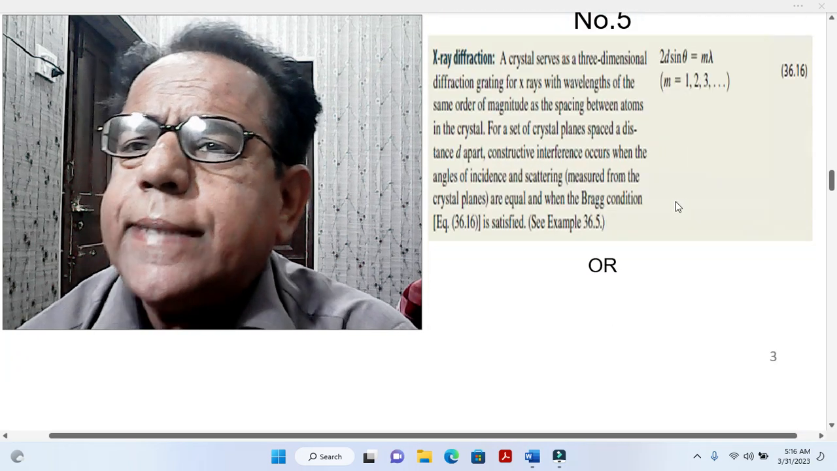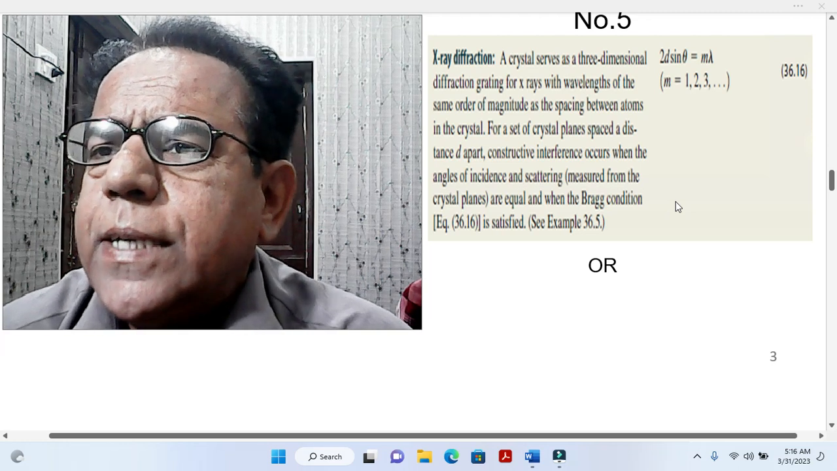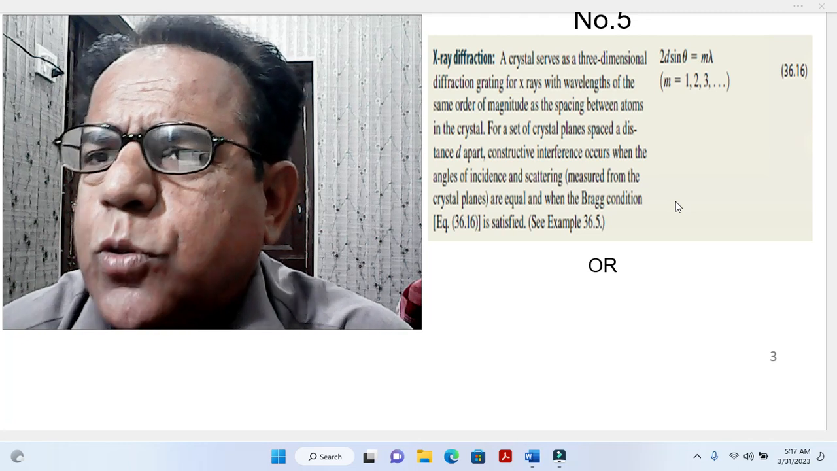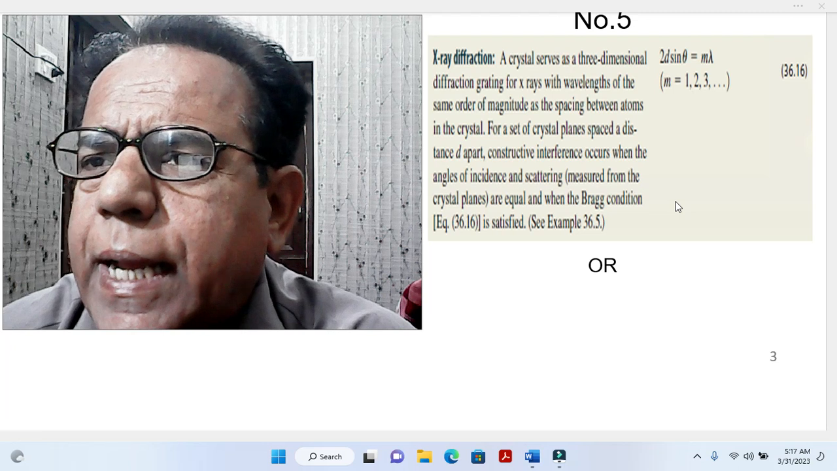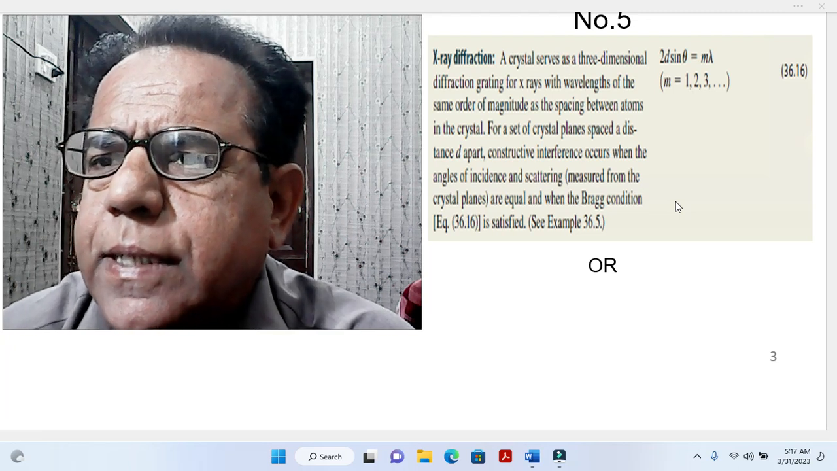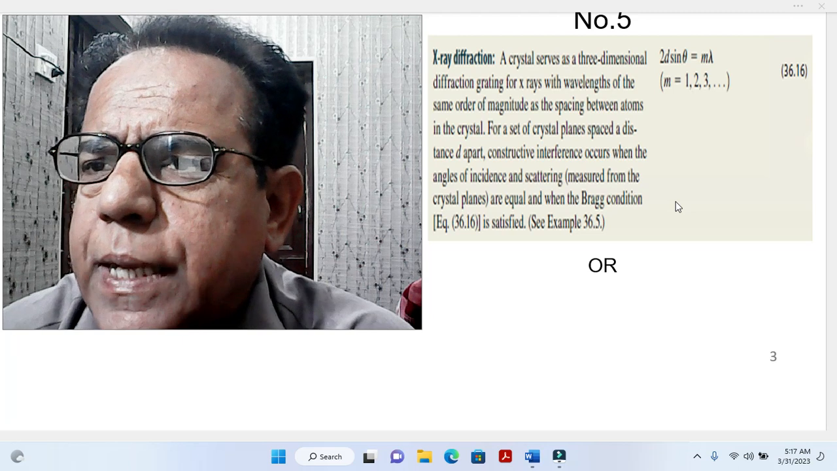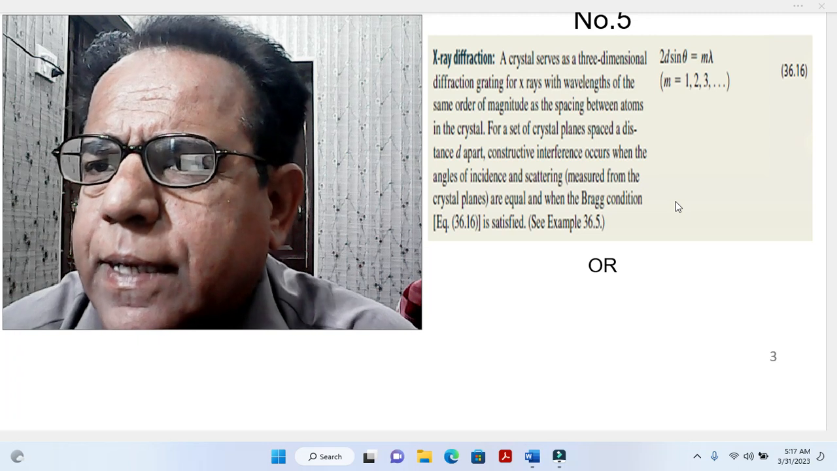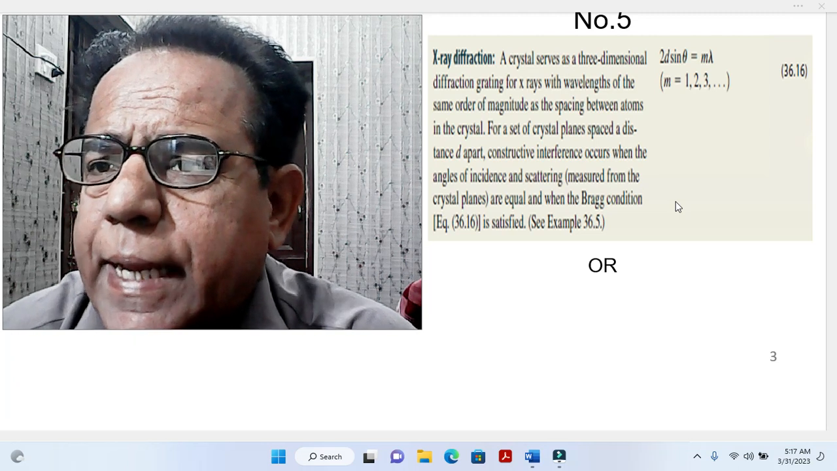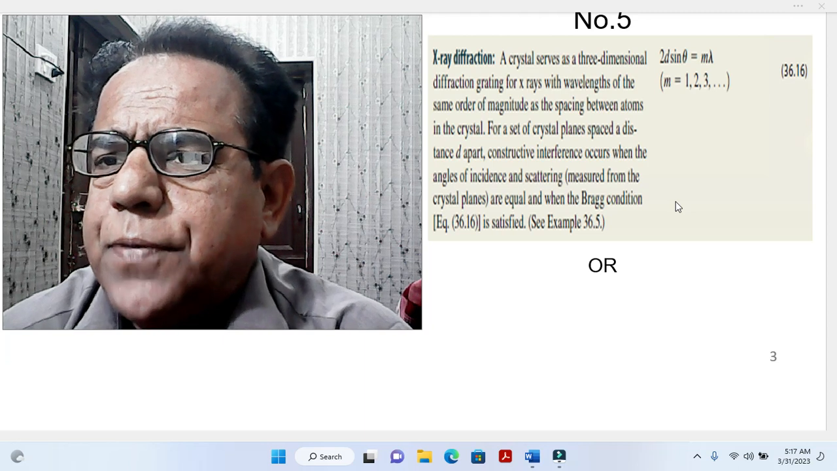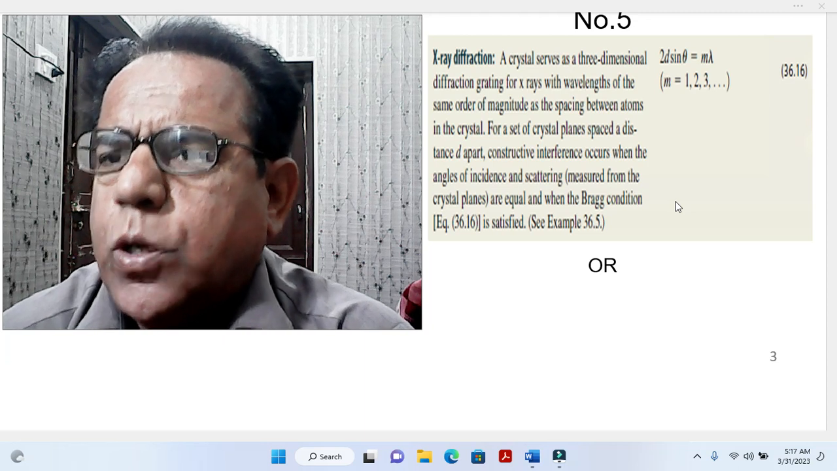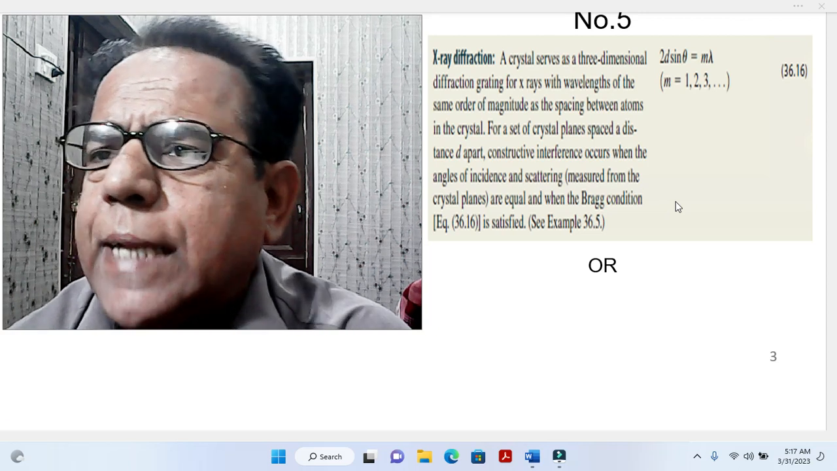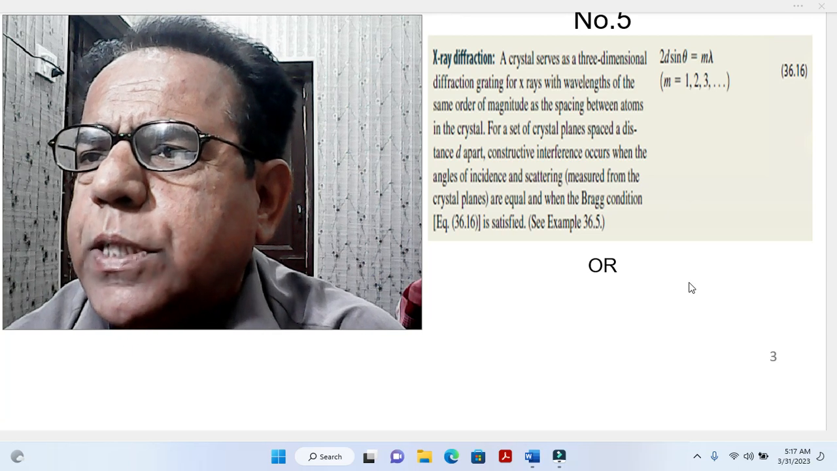Now X-ray diffraction. A crystal serves as a three-dimensional diffraction grating for X-rays with wavelengths of the same order of magnitude as the spacing between atoms in the crystal. For a set of crystal planes spaced a distance d apart, constructive interference occurs when the angles of incidence and scattering measured from the crystal planes are equal, and when Bragg's condition is satisfied: 2d sine theta is equal to m lambda, where m is equal to 1, 2, 3 and so on.